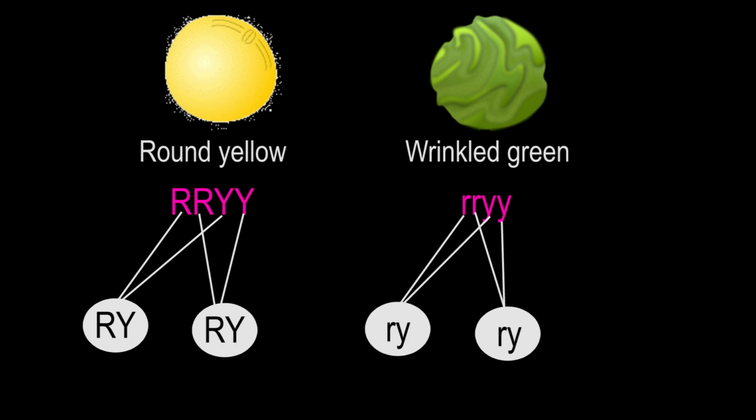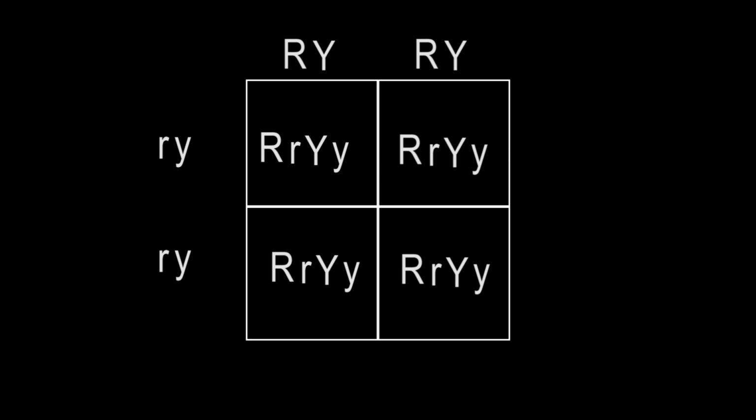Now let's see the Punnett square. As two gametes were formed, 2 into 2 is 4, so 4 boxes will be there. Let's write down the gametes here: RY and small ry. Now let's do the multiplication. Capital R will combine with small r, and capital Y with small y. Again the same thing, and so on. Now you can see all the offspring have the same genotype in the F1 generation, that is capital R, small r, capital Y, small y.